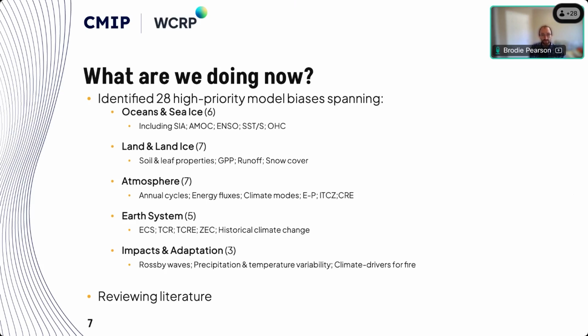From a land and land ice perspective, we're looking at soil and leaf properties, gross primary productivity, runoff, snow. So that's spanning quite a wide range of different land and land ice systems. From an atmosphere perspective, annual cycles of key variables, energy fluxes, so heat, momentum fluxes, climate modes and evaporation, precipitation, cloud radiative feedback, and intertropical convergence zone biases that we've identified there as being important to the community and the climate system.